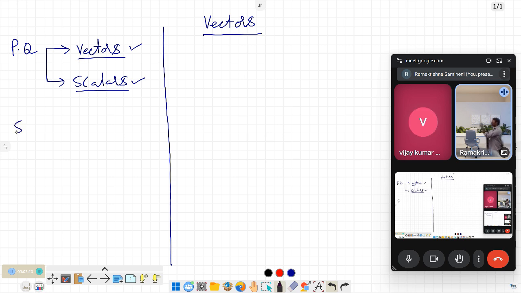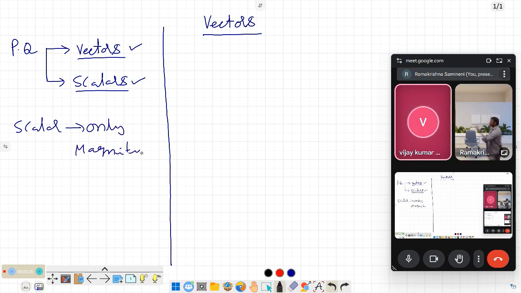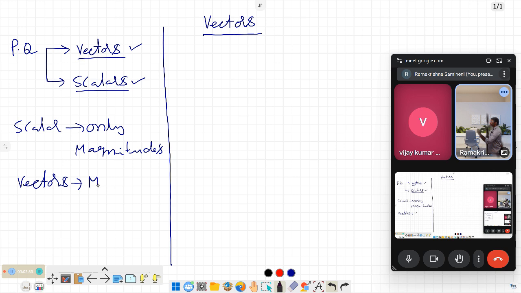So I can write here: scalars have only magnitudes. Yes or no? Yes, sir. Only magnitudes. But vectors have magnitude plus direction also.